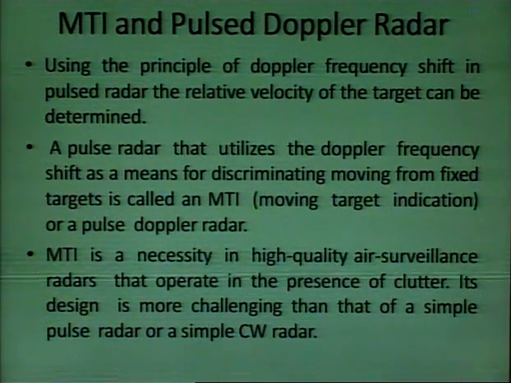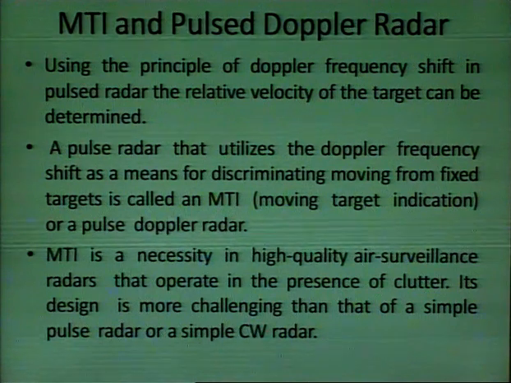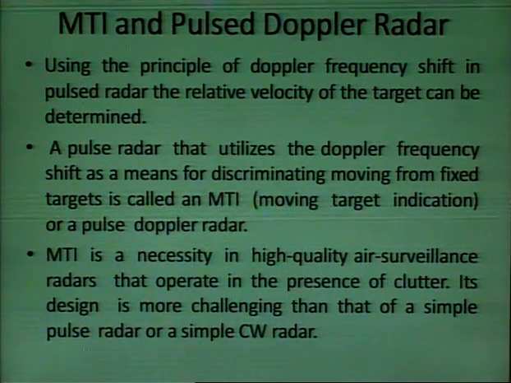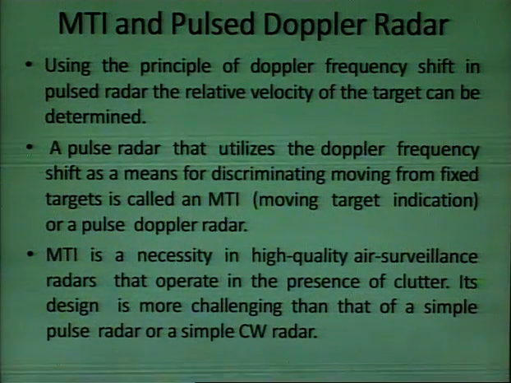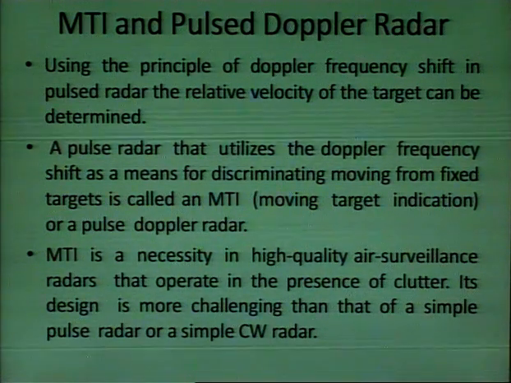MTI and pulse Doppler radar. To overcome this, another radar, MTI and pulse Doppler radar, is used. MTI is the moving target indicator radar, which has the properties of CW and pulse radar.